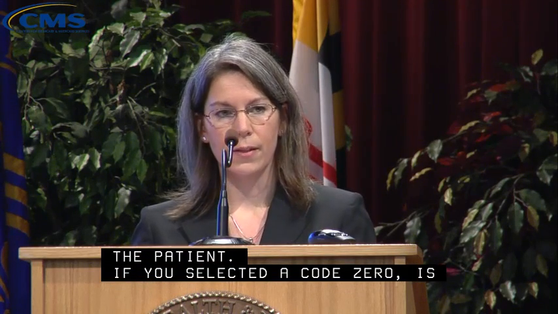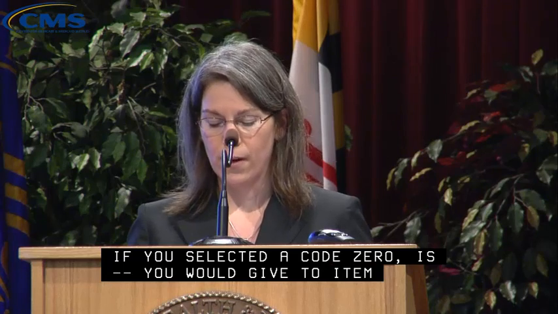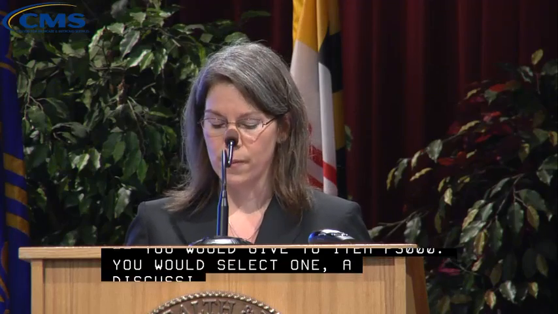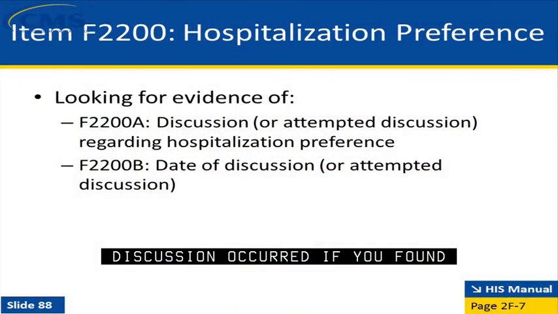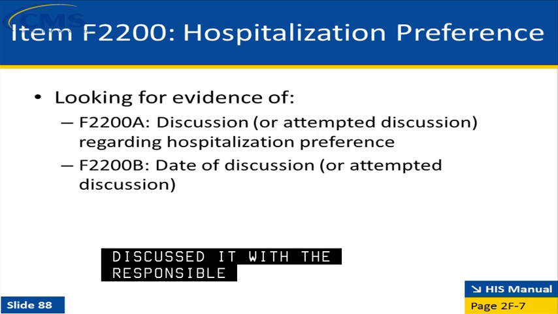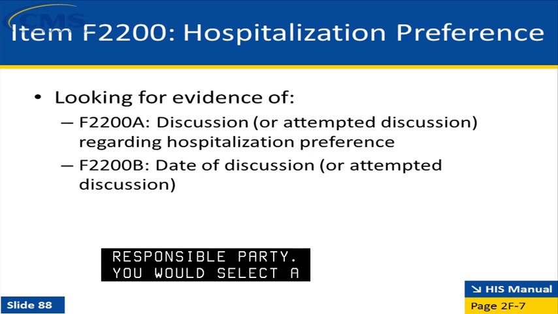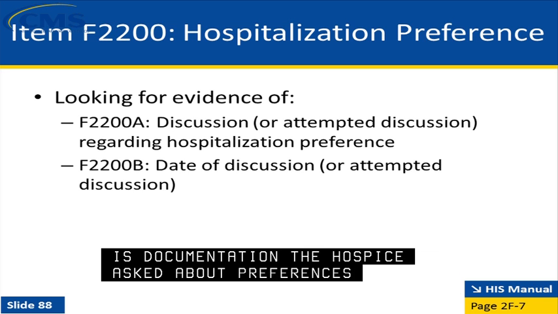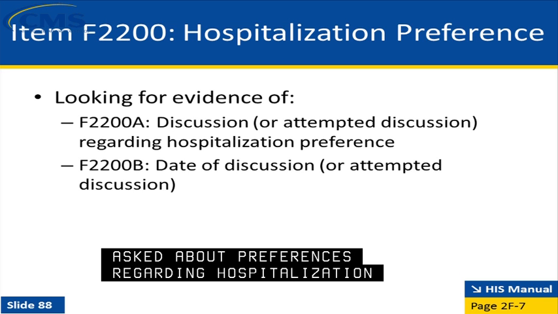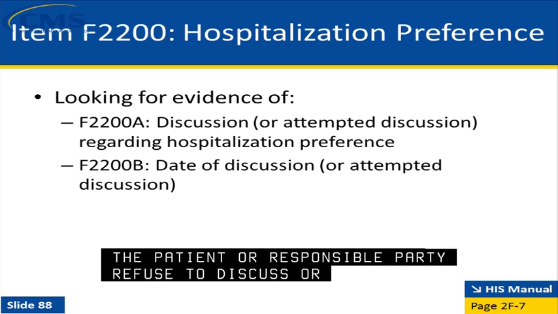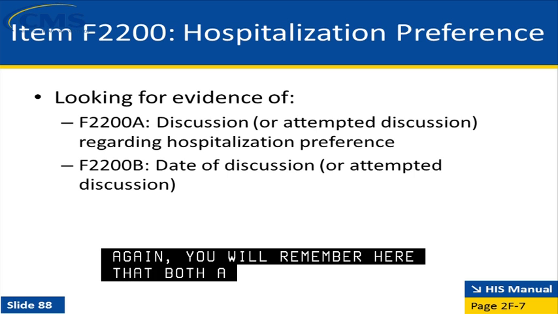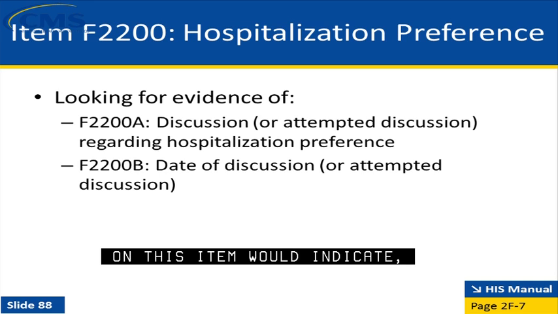You would select a code 1, yes, and discussion occurred, if you find documentation that the hospice discussed preferences regarding hospitalization with the patient or responsible party. And you would select a code 2, yes, but patient or responsible party refused to discuss, if there is documentation that the hospice asked about preferences regarding hospitalization, but the patient or responsible party refused to discuss or were unable to discuss. And again, you'll remember here that both a code 1 and a code 2 on this item would indicate yes, that the hospice discussed or attempted to discuss the topic with the patient or the responsible party.